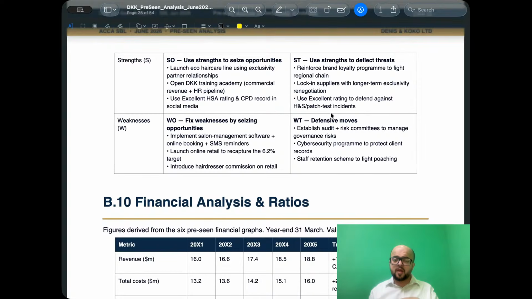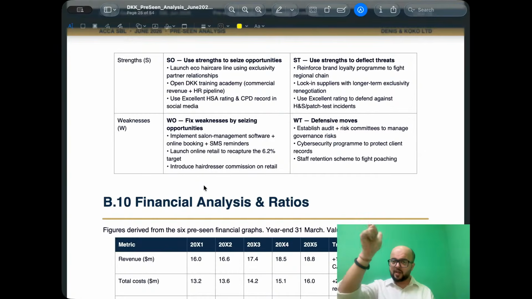WO: fix weaknesses by seizing opportunity. This was use strength to seize opportunity. This is fix weakness by seizing opportunity. Implement salon management software plus online booking plus SMS reminders. That is a gap right now. Launch online retail to recapture the 6.2% target.